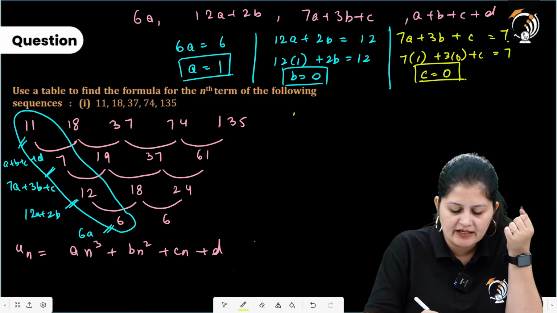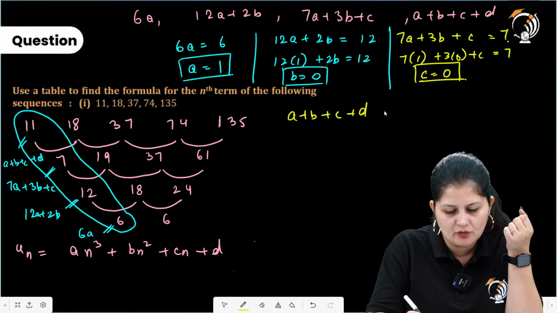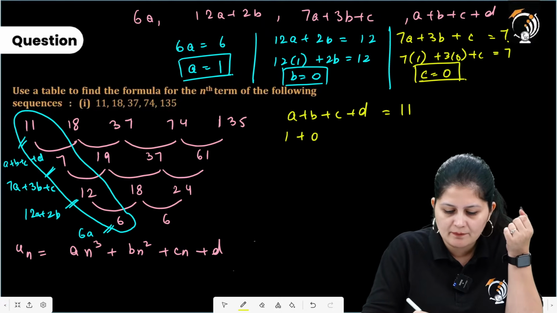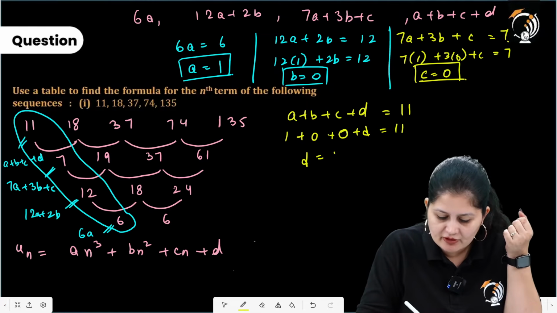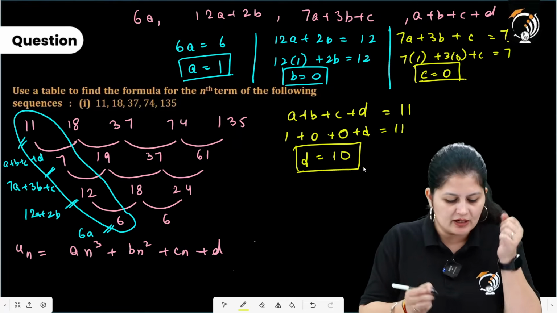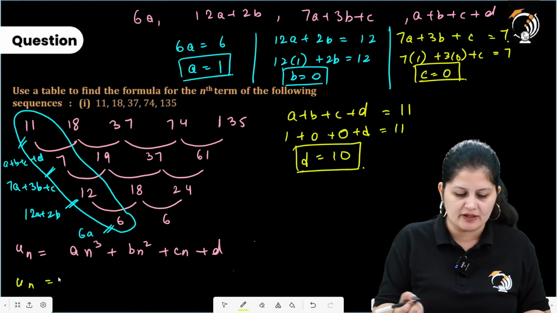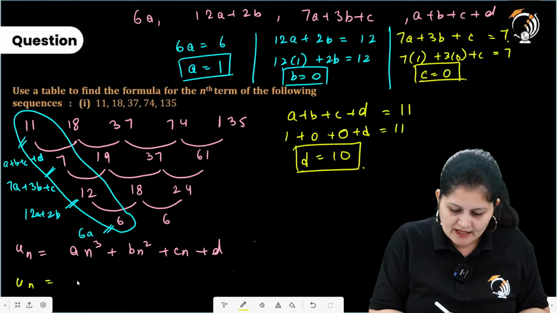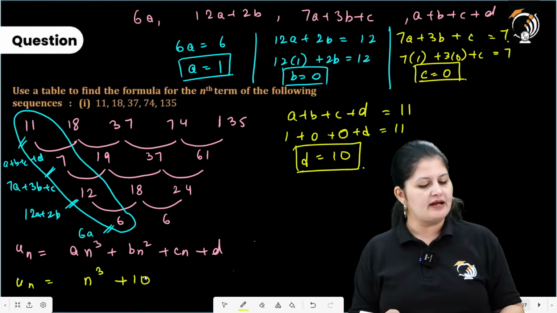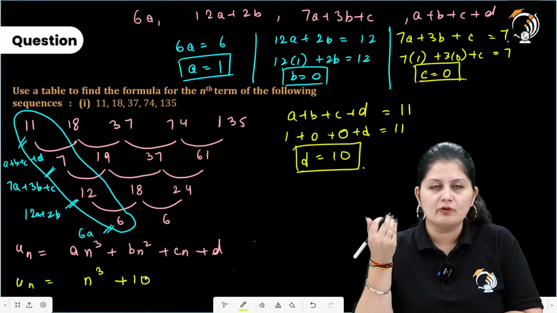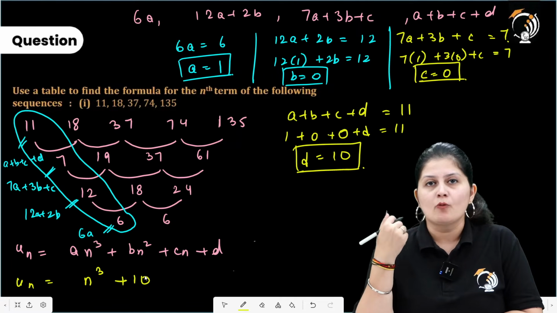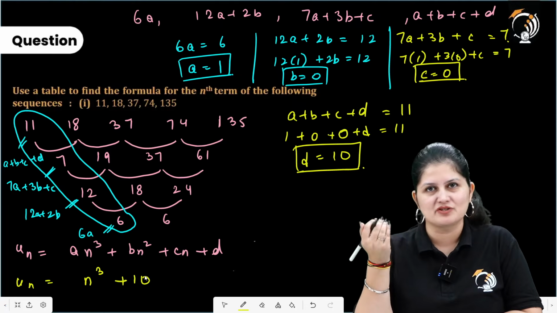Further, we know that a plus b plus c plus d is equal to 11. Substituting the values, 1 plus 0 plus 0 plus d is equal to 11, so the value of d is 10. So the nth term for this sequence is n cube plus 10. Let's check it with n equal to 4: n cube is 64, plus 10 is 74. That means the general formula we have got is absolutely right.